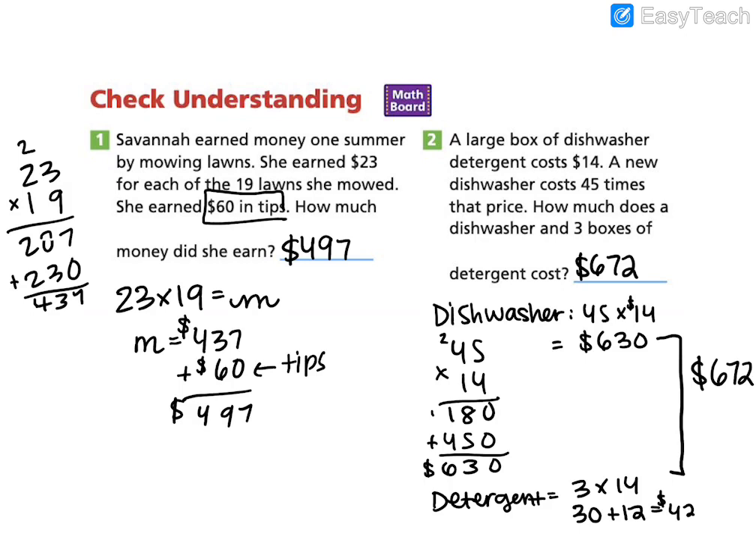All right, number 2. First, we had to find the cost of the dishwasher. The dishwasher was 45 times the amount that the detergent was. So it was 45 times greater than $14. The dishwasher itself cost $630. Then we had to find how much it cost for 3 boxes of detergent. So for 3 boxes of $14 detergent, I found that 3 times 10 was 30 and 3 times 4 was 12. So in total my detergent cost me $42. I needed to add that $42 to $630, and I found that in order to buy all 4 things, it would cost $672.